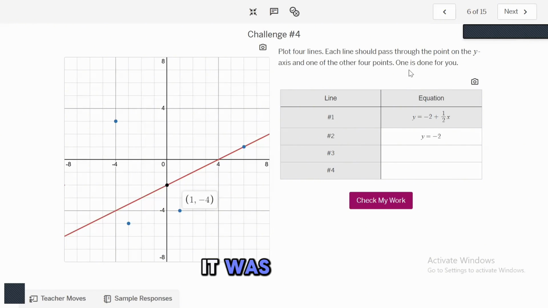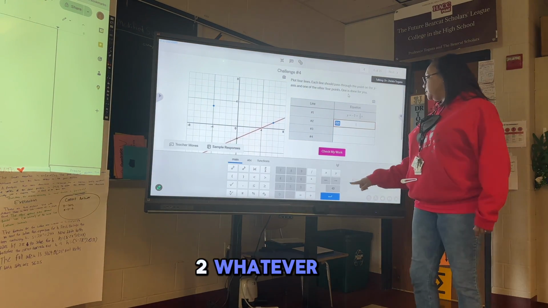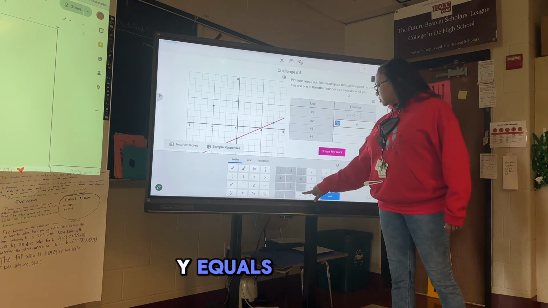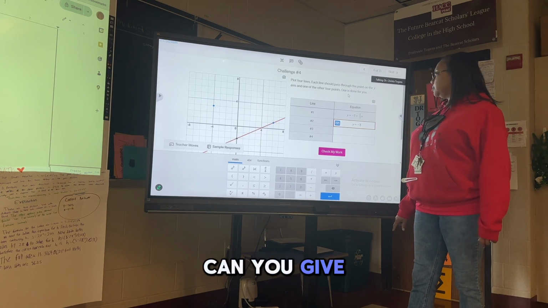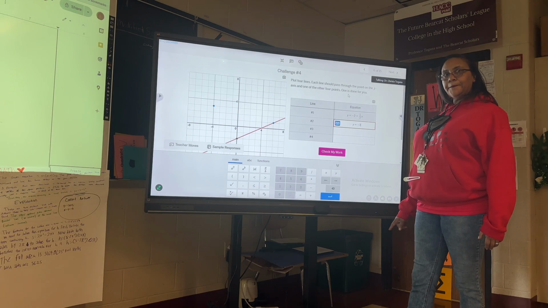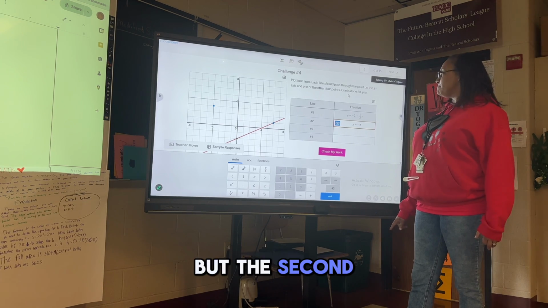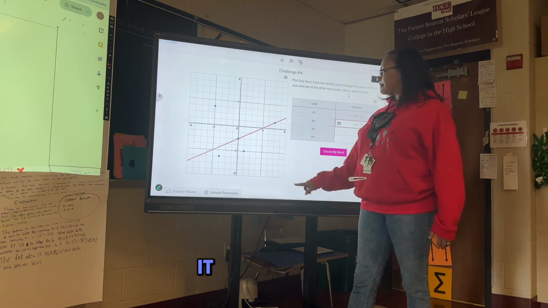Remember seeing y equals mx plus b? Y'all remember that? So if they give me a point, I already know this point, right? So y equals negative 2, and then plus... can you give me plus or minus? Did you get any of them? No, I'm still on the second one, but the second one I put 2/3 and it was almost right.